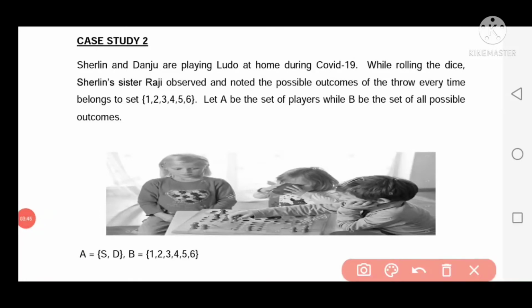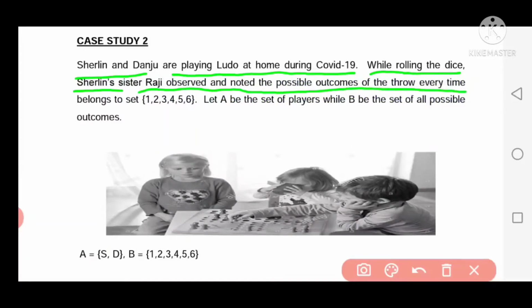Look here, Charlene and Ranjo are playing Ludo at home during COVID-19. While rolling the dice, Charlene's sister Raji observed and noted the possible outcome of the throw every time belongs to the set {1, 2, 3, 4, 5, 6}. Let A be the set of all players, while B be the set of all possible outcomes. Here A is the set of players, and B is the outcomes, that is 1, 2, 3, 4, 5, 6.